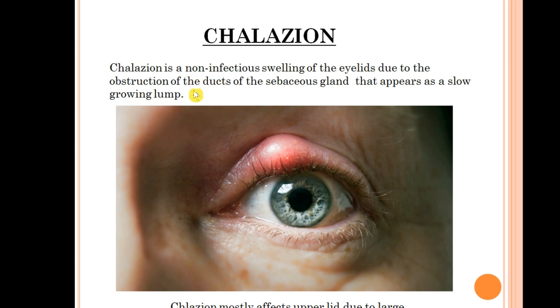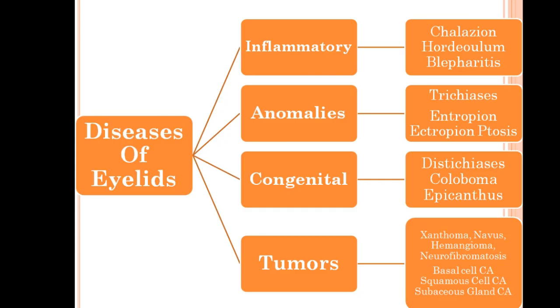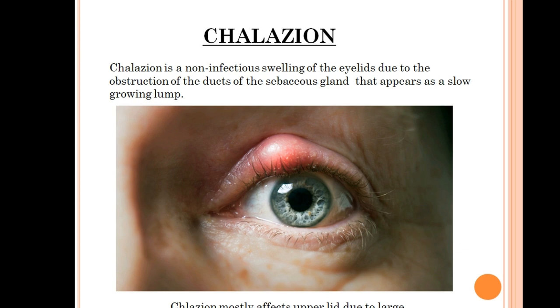Now here, you have to highlight that it is a non-infectious swelling. On the other hand, you will see the hordeolum, as well as the third that we have in this, the blepharitis, that will be mainly infectious swelling. So Chalazion is a non-infectious swelling of the eyelids.